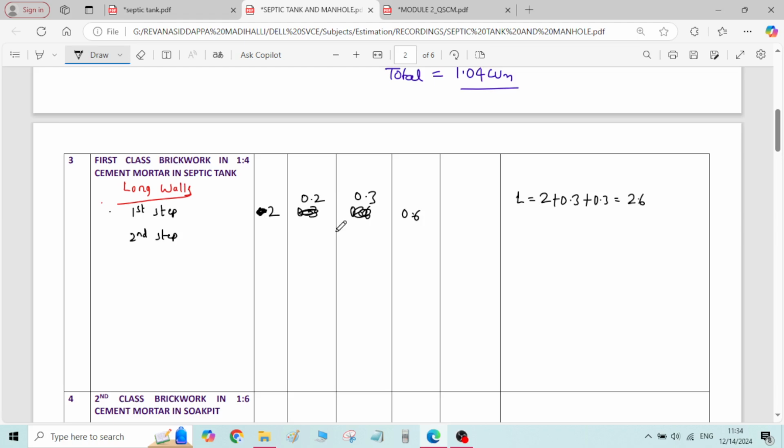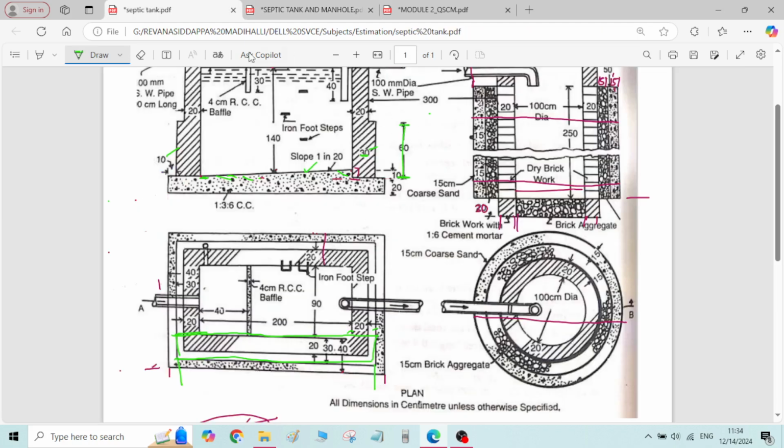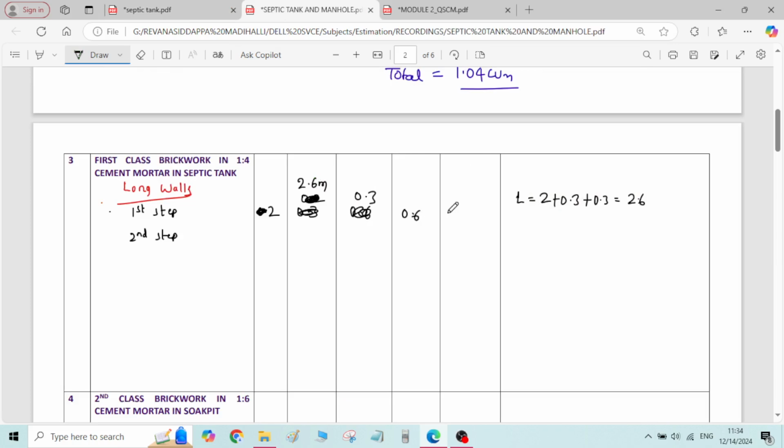You multiply all the values. Length of the wall we have calculated as 2.6 meter, width of the wall is 0.3 meter, height of the wall 60 centimeter, 0.6 meter. If you calculate the answer, you will get the total quantity as 0.94 cubic meter. Similarly, we will do the calculation for the second step.